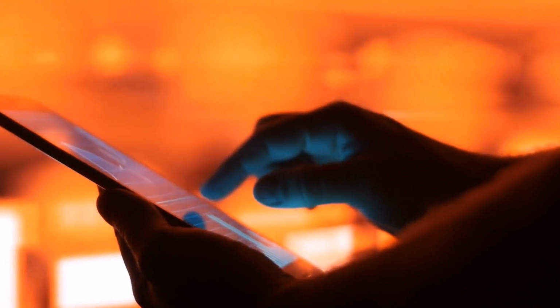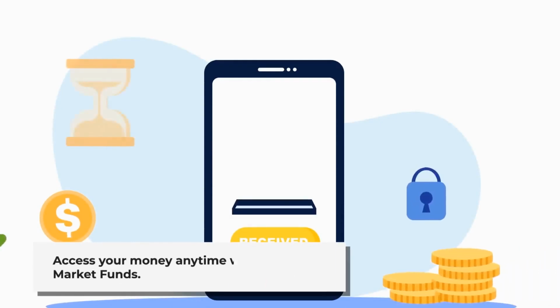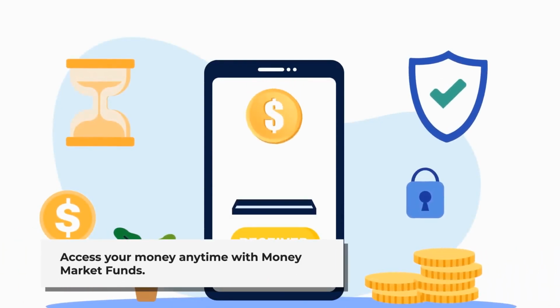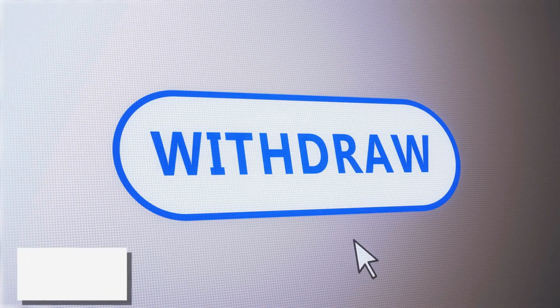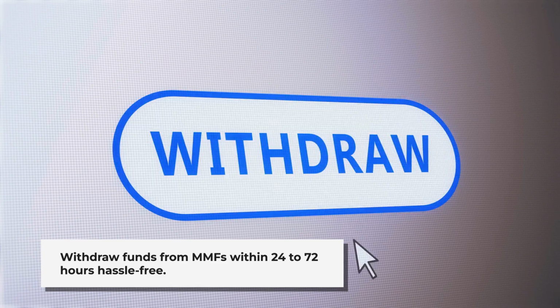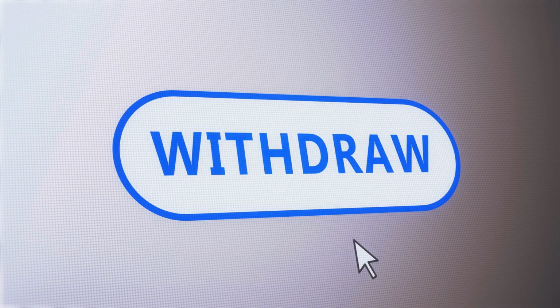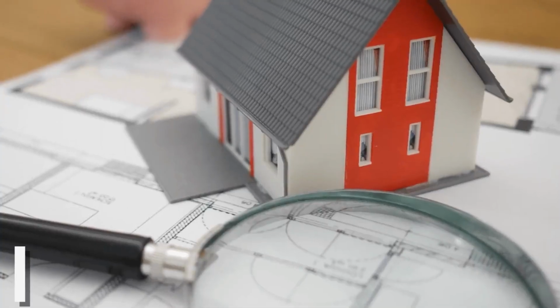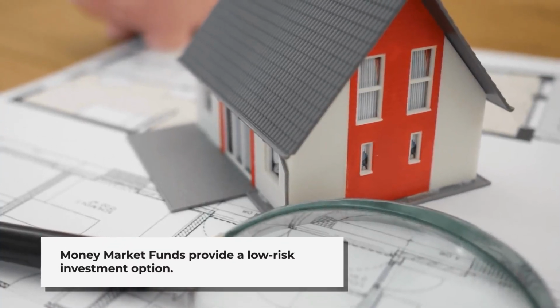Having your money stashed or preserved in an account that you have little control over can be distressing. Fortunately, this is not the case with money market funds. The fund manager allows you to access your money anytime. Additionally, you can withdraw your money from an MMF within 24 to 72 hours. You don't have to rush to the bank to make this transaction or sign several papers, as is the norm of traditional banking.